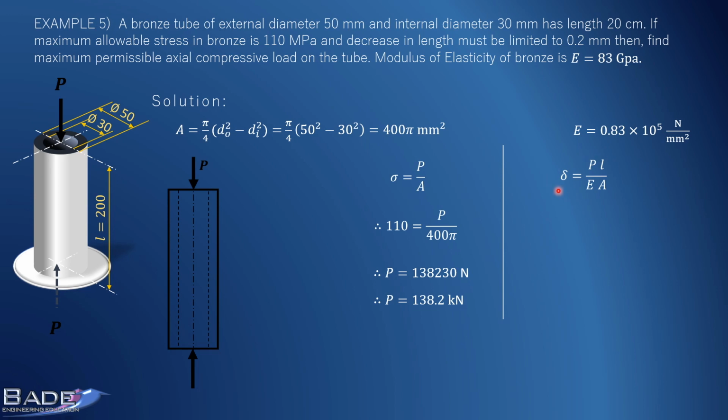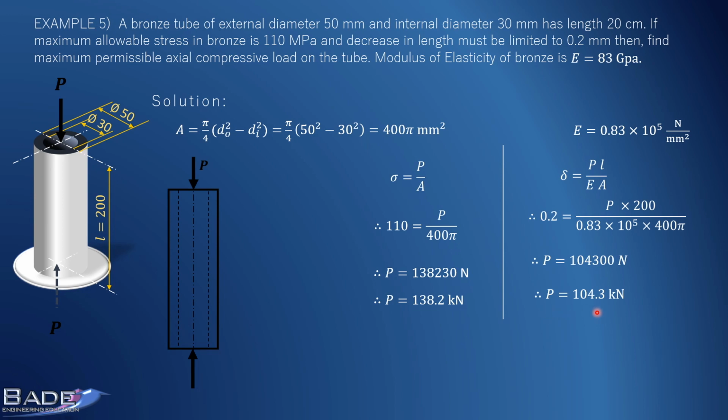Deformation load relation is this. Delta is PL by EA. Substitute the values and complete the calculations and we have found out here 104.3 kilonewton. So this load 104 kilonewton creates 0.2 millimeter deformation. So load greater than this value 104 kilonewton will create deformation, of course more than 0.2 millimeters. So we must not allow load more than 104 kilonewton.